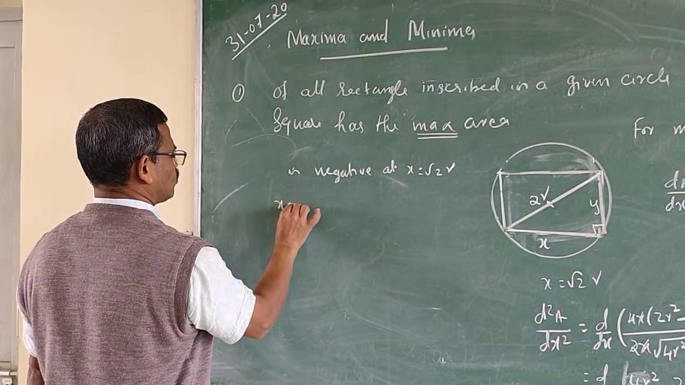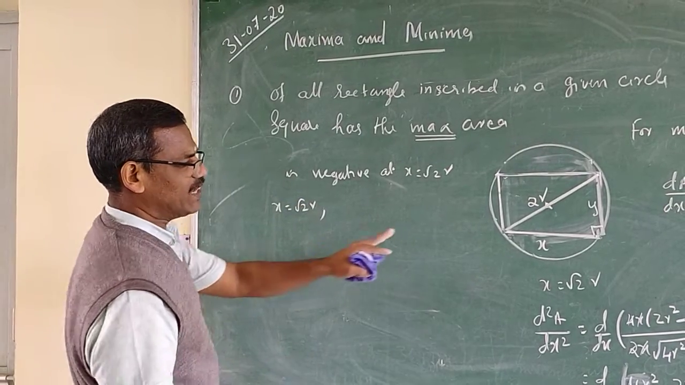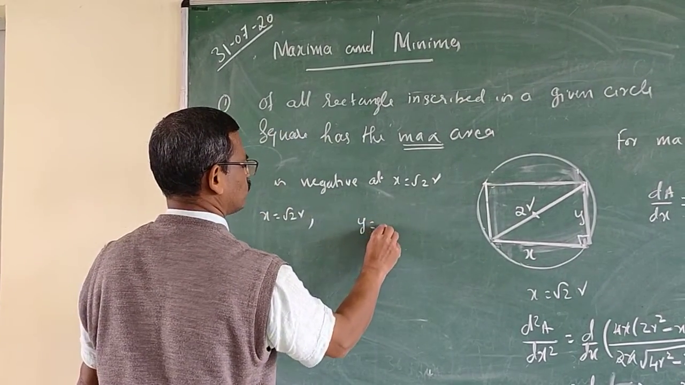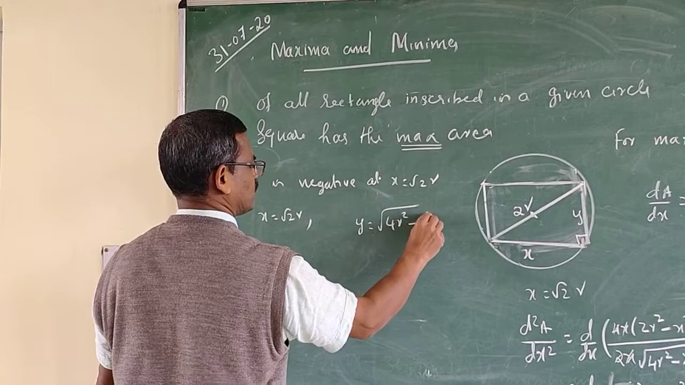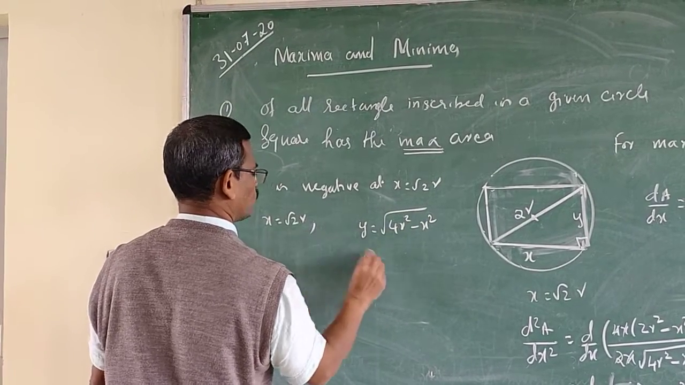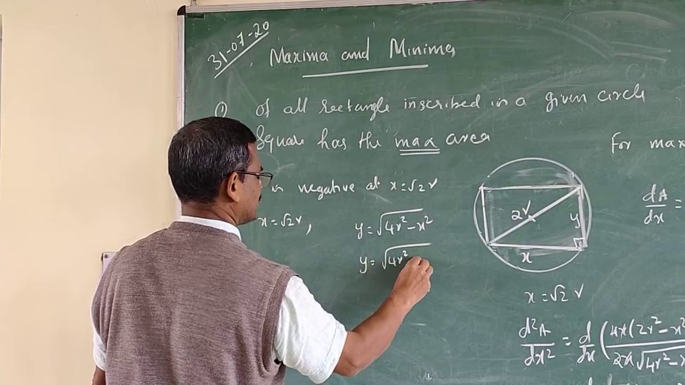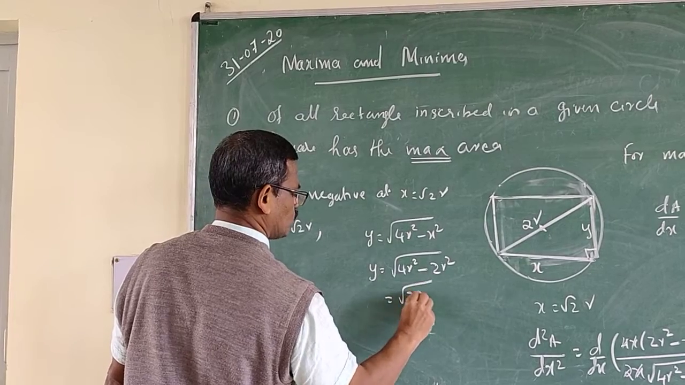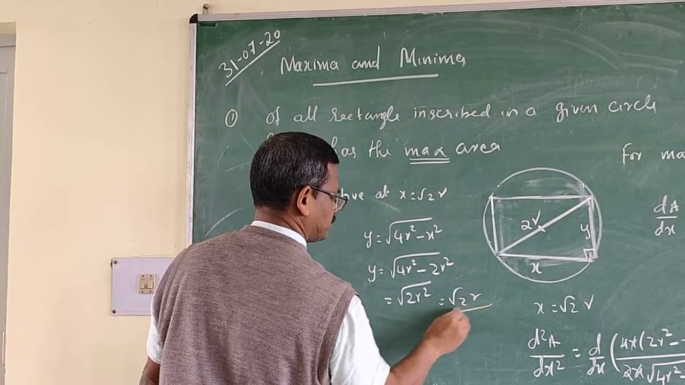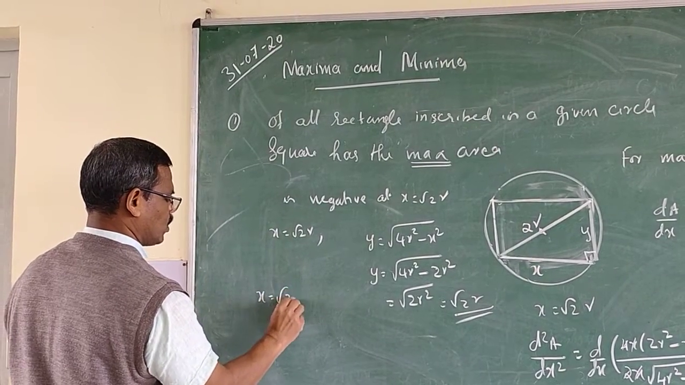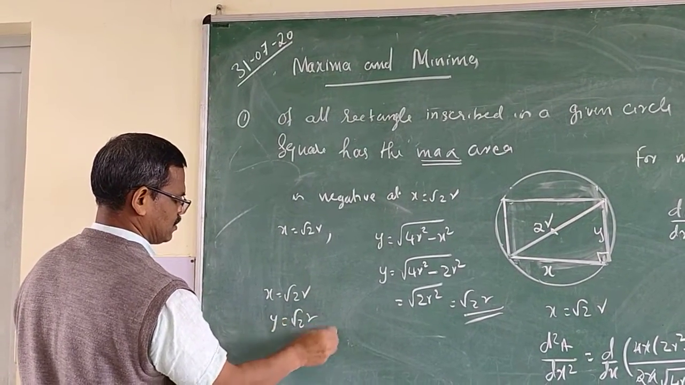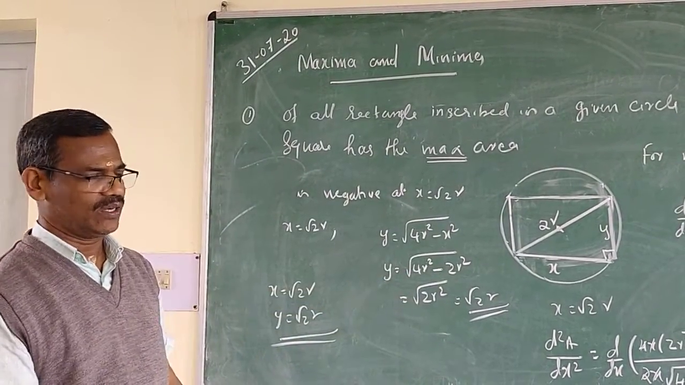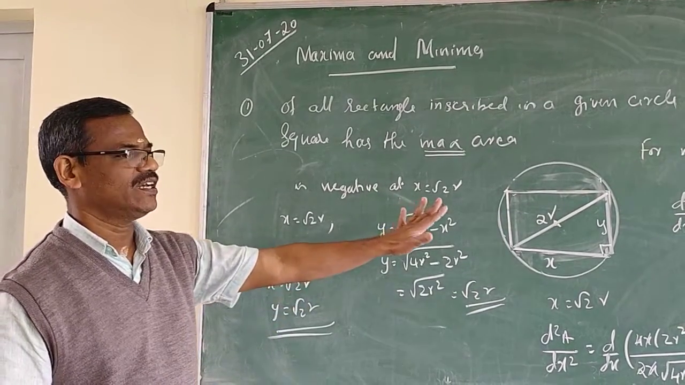Now you got x = √2r, and let me see what is the value of y. The formula was y = root of 4r² − x². So when you put x = √2r, you have 4r² − x², and x² is 2r², so it is 2r². That is root 2r. So you have x = √2r and y is also √2r. It shows that the length and breadth of the rectangle are equal. So when length is equal to breadth, it is a square.